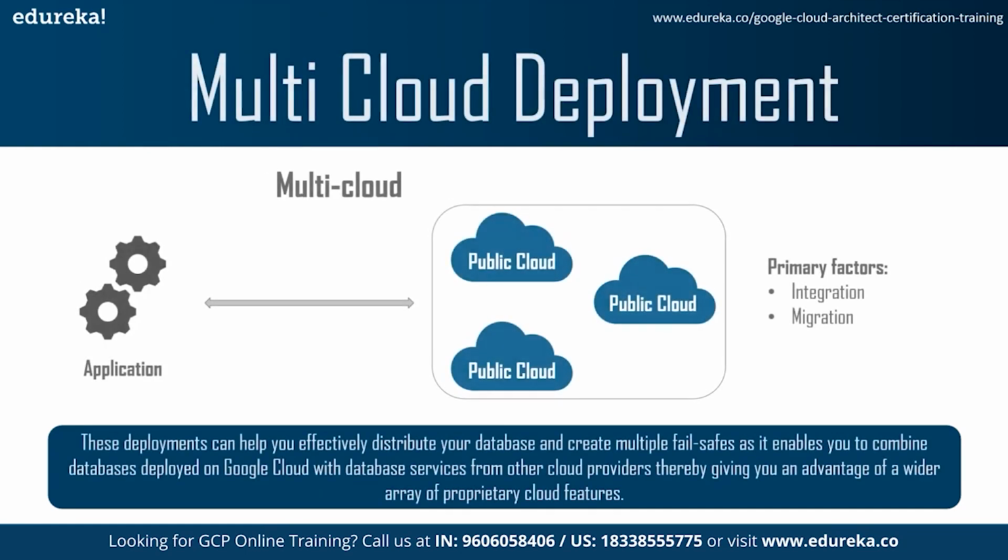So the third kind of deployment is multi-cloud deployment. These types of deployments can help you effectively distribute your database and create multi-fail safes, as it enables you to combine databases deployed on Google Cloud with database services from other cloud providers, thereby giving you an advantage of a wider array of proprietary cloud features.